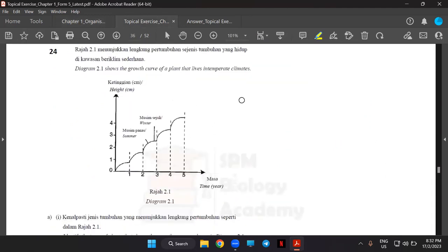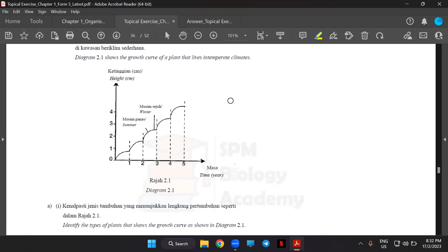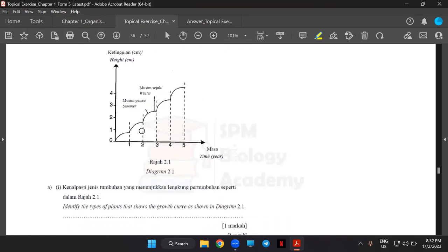24. Rajah 2.1 menunjukkan lengkung pertumbuhan sejenis tumbuhan yang hidup di kawasan beriklim sederhana. Diagram 2.1 show the growth curve of a plant that lives in temperate climate. Jadi kalau kita lihat di sini, saya rasa you all kenal. This is lengkung pertumbuhan untuk tumbuhan saka, perennial plant. Ya, alright. So di sini dia kata apa? Bila musim panas, graf tu dia turun sedikit.